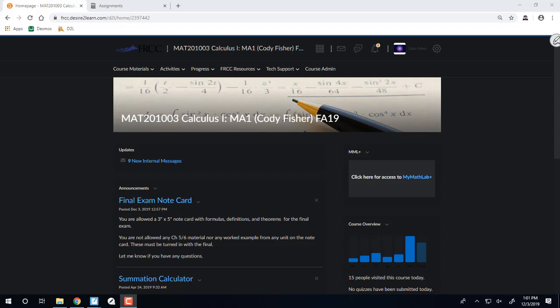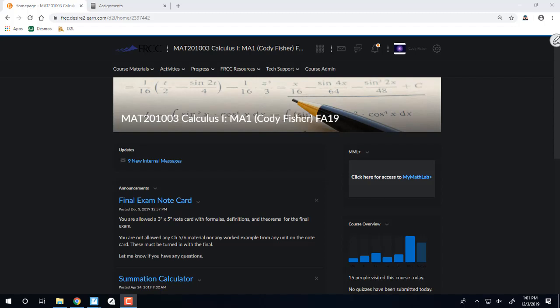You are allowed a 3 by 5 note card, front and back, on the final. You can have definitions, theorems, formulas, but you cannot have anything from chapter 5 or 6 on there because we haven't tested over that. You cannot have any worked examples. So like you can have generic formulas for derivatives, let's say. You could have like the derivative of b to the x is b to the x ln b.